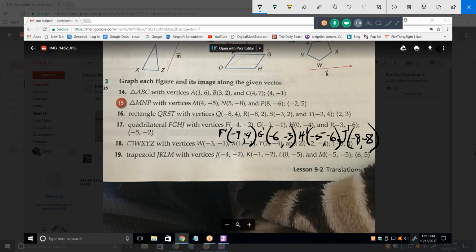Easiest math you've had in 5 years, I'll bet. Yeah, it's just addition. That's all it is. Okay, trapezoid. That's a four-sided figure also. No difference. You take each vertex and you add the vector.